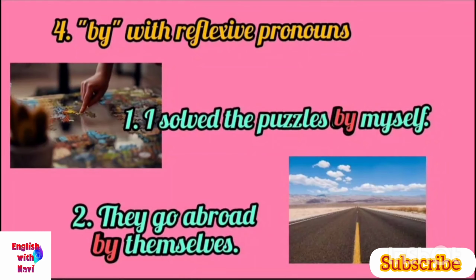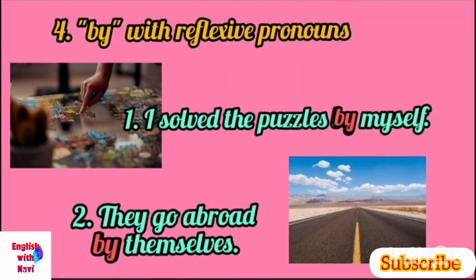Alright. So next up we have by with reflexive pronoun, right? The fourth concept that goes with by is that by can also be used with reflexive pronouns. Well, what does that mean? By with a reflexive pronoun? This structure means to do something alone. Let me explain with examples. Look at the first example over here. I solved the puzzles by myself.